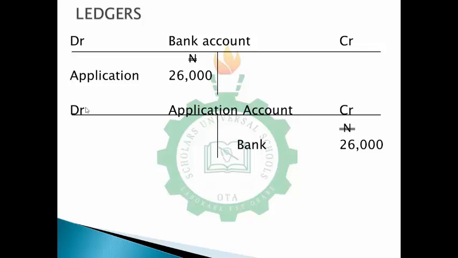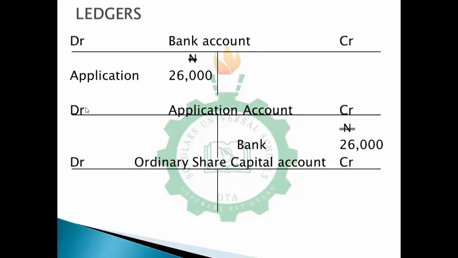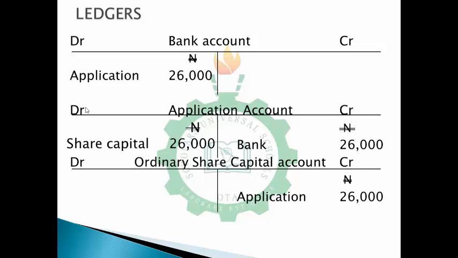Then the next thing, on allotment, the first thing is ordinary share capital account. You credit ordinary share capital account. You are giving 26,000. Then you are giving to your applicant. Then you debit your applicant. So that is the end of it. Now you can see that looking at this transaction, the application account cancelled itself. That is, it balanced itself. That is, applicant is no more there.